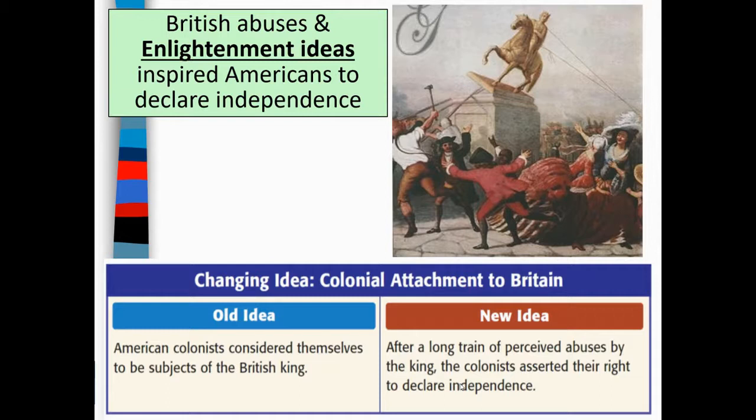British abuses of Enlightenment ideas inspired Americans to declare independence. Changing idea: colonial attachment to Britain. The old idea was American colonists considered themselves to be subjects of the British king. New idea: after a long train of perceived abuses by the king, the colonists asserted their right to declare independence.